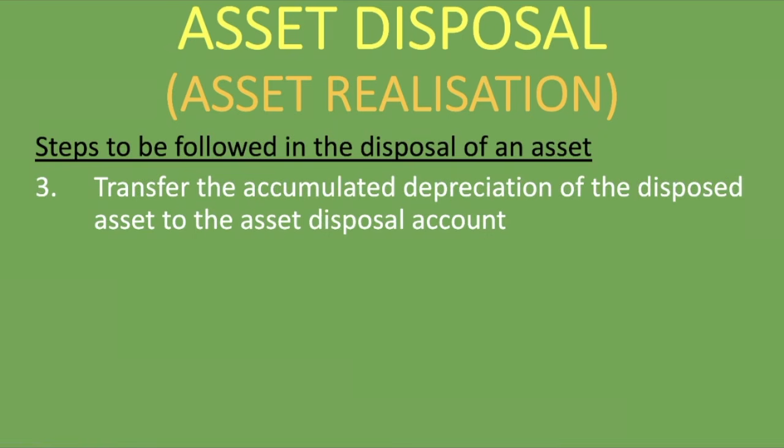Step 3, transfer the accumulated depreciation of the disposed asset to the asset disposal account. Very important. You're taking the whole accumulated depreciation account. You must be able to understand the difference between depreciation and accumulated depreciation to understand why we are doing what we are doing here. Remember, accumulated depreciation is all the depreciation for this particular asset from the date that you bought the asset until the date of the sale. Very important. You get that wrong, you'll get the answer wrong. Not only until the beginning of this financial period, which is a common mistake that is usually made by students.